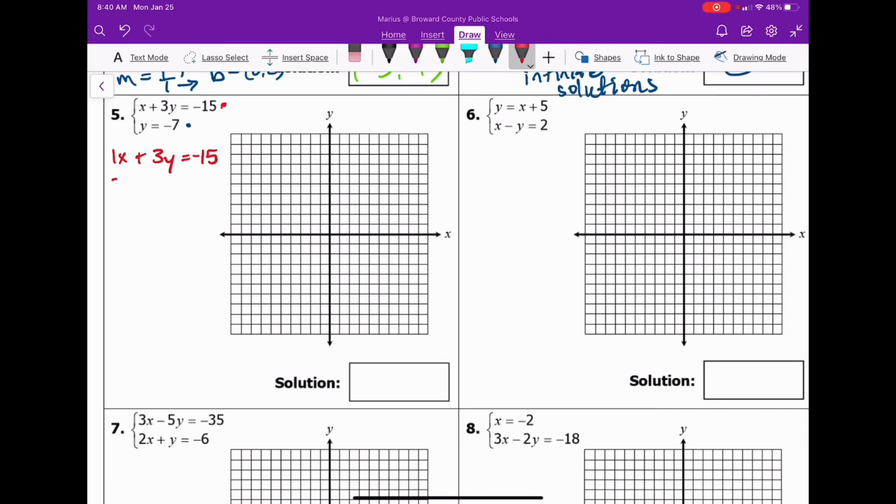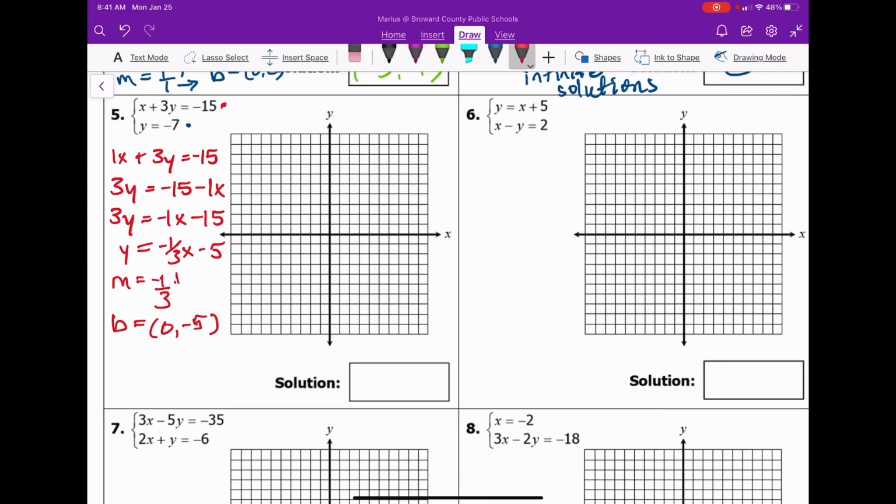We're gonna move the 1x to the other side. So that becomes 3y equals -15 minus 1x, but we're gonna rewrite it to put the 1x in front. So that's -1x minus 15. Divide everything by 3. That becomes -1/3 x minus 5, because 15 divided by 3 is 5, and 1 divided by 3 is 1/3, and it was already negative. So now we have m equals -1/3, and our y-intercept is (0, -5).